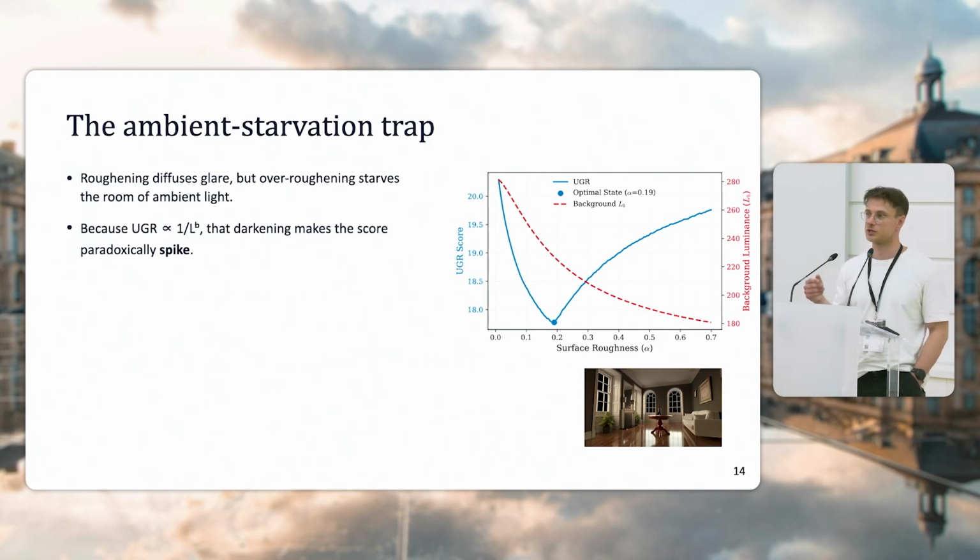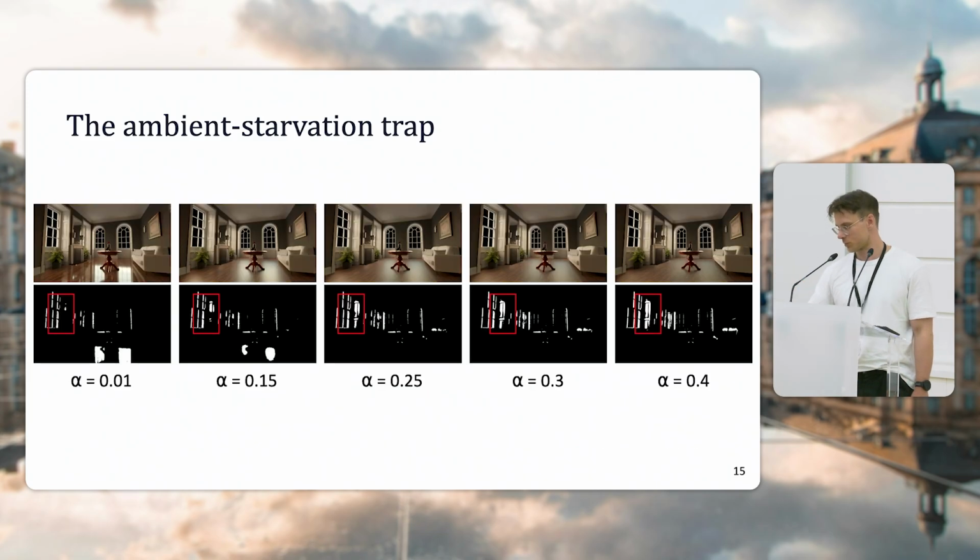And because UGR is governed by 1 over the background luminance, the denominator from earlier, darkening the room makes the score paradoxically spike. Here you can see it specifically in the glare masks, where as the floor becomes rougher, the room is getting dimmer, but the glare masks are starting to re-trigger on surfaces that were previously comfortable.